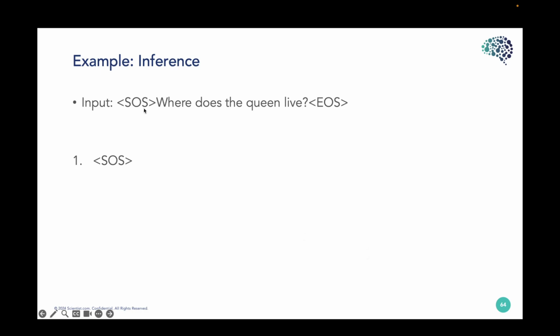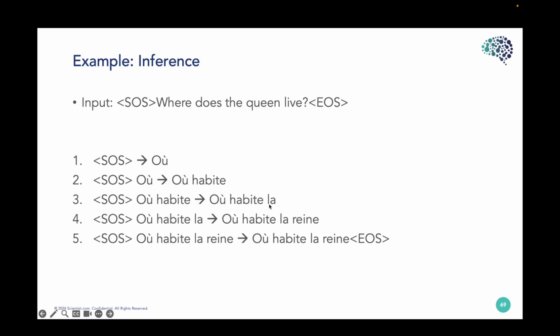So if your encoder input was SOS, where does the queen live, EOS, and your decoder input is SOS, that's going to move through space to the point oo. You're going to append oo to SOS, and both of those vectors are going to move through space to oo and habit. You're just going to take the last one, append it, and so on and so forth. You're going to keep appending the last character and running it through your decoder input, and running the decoder until the last token to come out of the decoder is EOS.